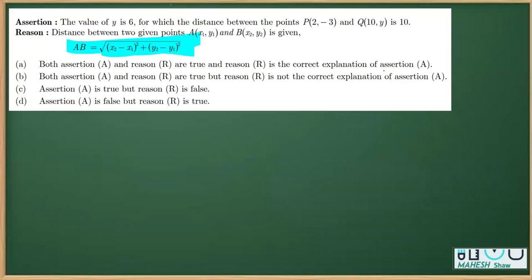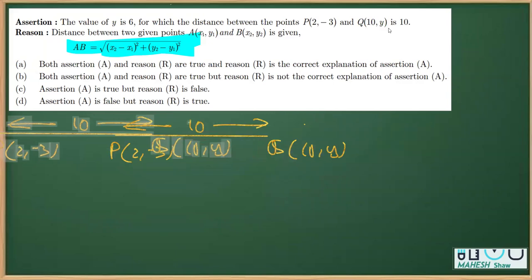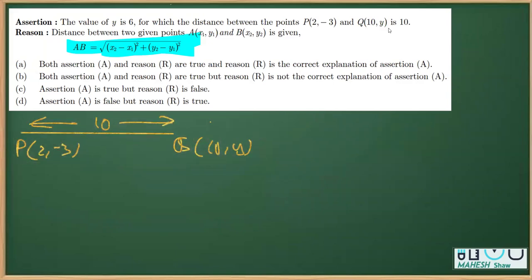So we have the line segment as PQ here. This is P, this is Q. The coordinate of P is given as (2, -3), and the coordinate of Q is given as (10, y), and the distance between them is 10 units. So these are the information we have. Now we are going to apply the distance formula to check whether the assertion part is correct or not.